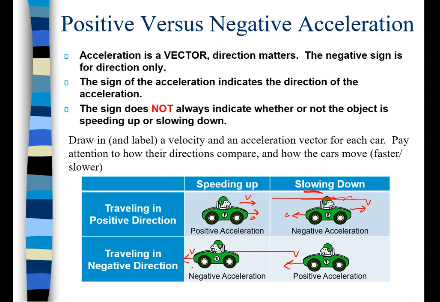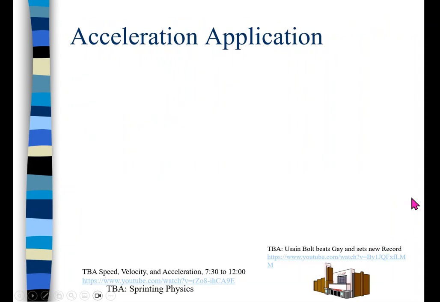If I am speeding up, if I'm going faster, my acceleration is going to be in the same direction as my velocity. If I'm slowing, my acceleration will be in the direction opposite of the velocity. Hopefully that's making sense. All right, let's move on.